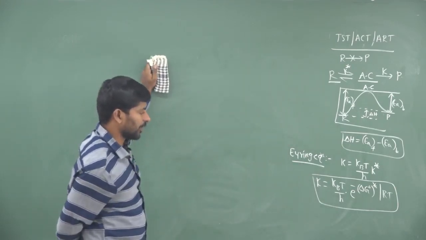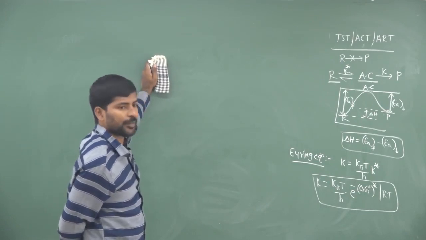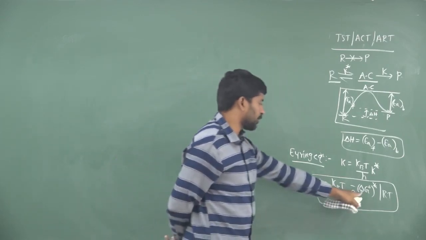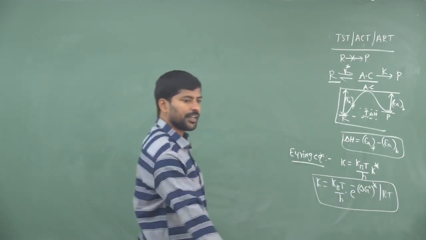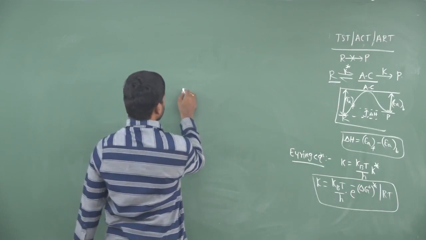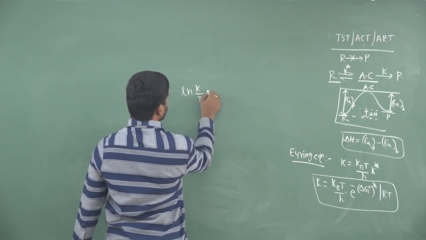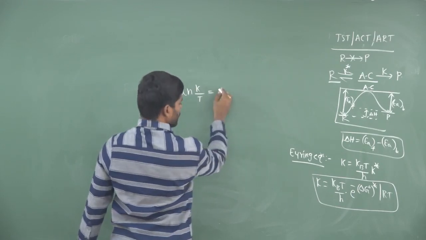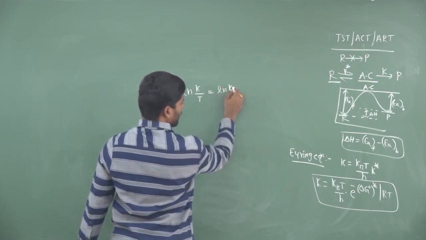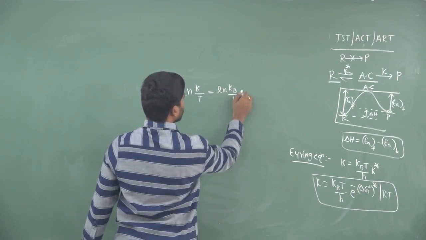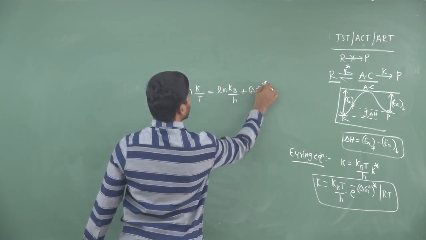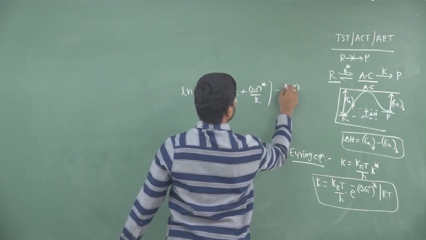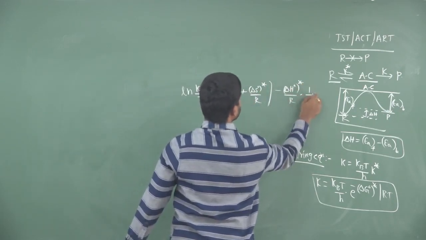That is called the Eyring equation, which gives the relation between kinetic parameters and thermodynamic parameters. Further, if you substitute delta G as delta H minus T delta S, finally what we get is ln K by T equals ln K_B by h plus delta S naught star by R, minus delta H naught star by R into 1 by T.